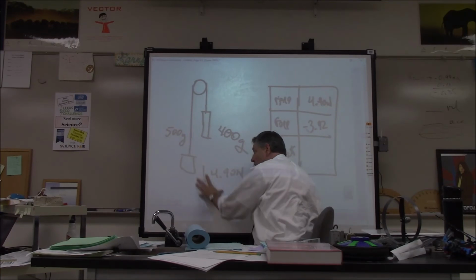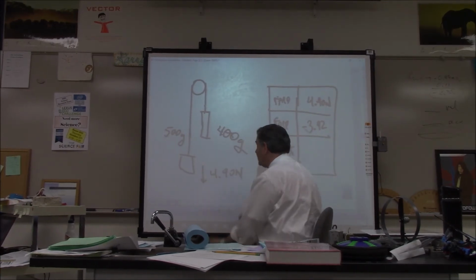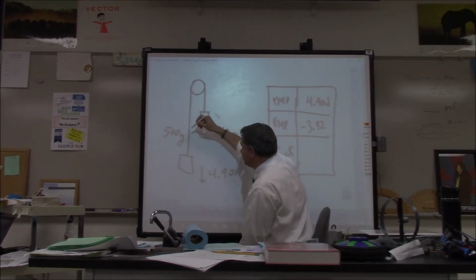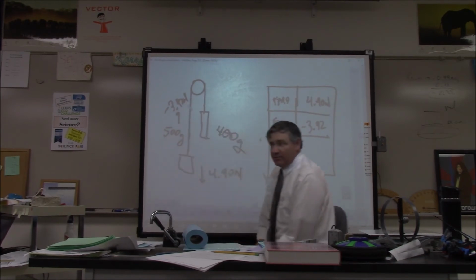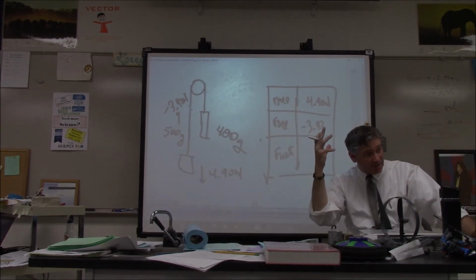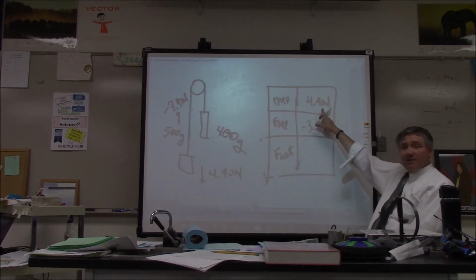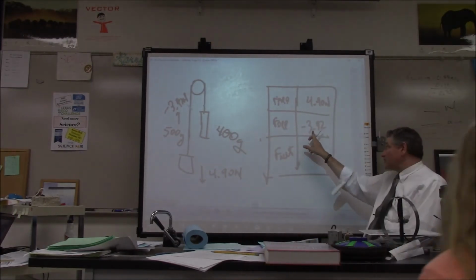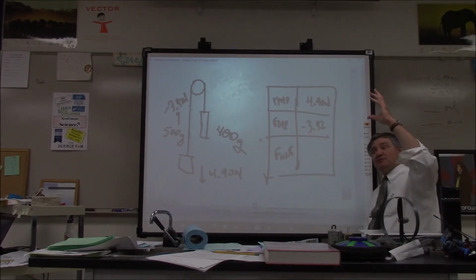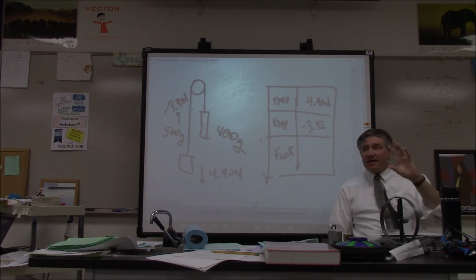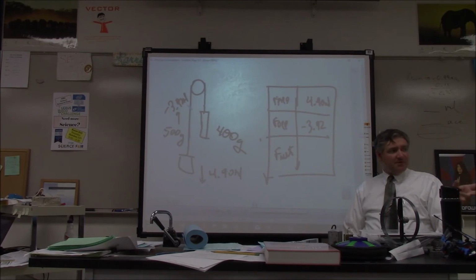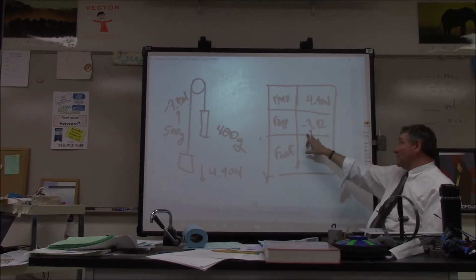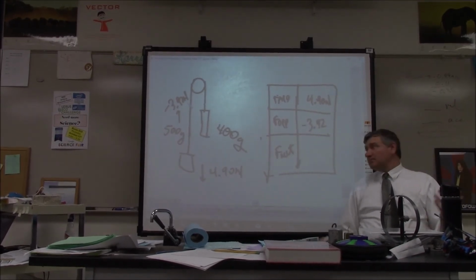So I've got this pulling down at 4.9, right? Because of that string, there's a force opposing that at negative 3.92 newtons, because that's what's working against it. So this is being pulled at 4.9, and the opposite direction is pulling at 3.92. So how can I calculate the net force? Combine the forces. Yes, add them together. So basically take 4.9 and add a negative 3.92. What do you get? 0.98.